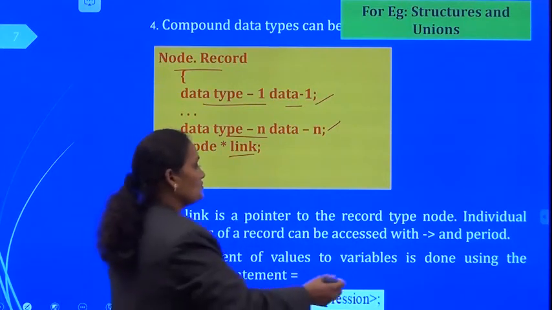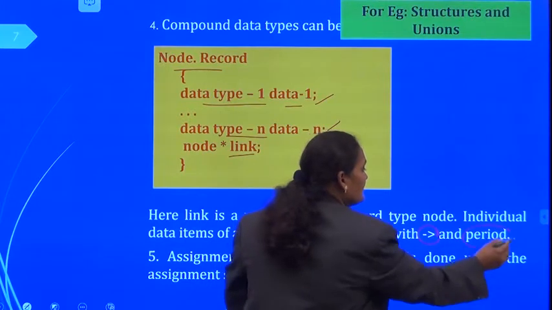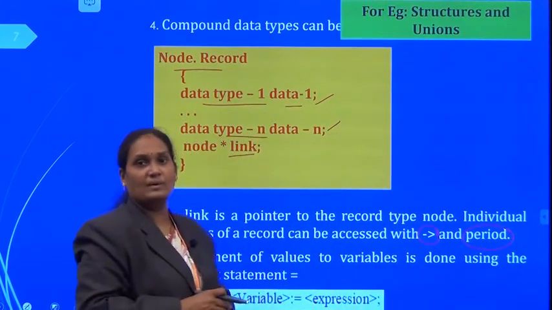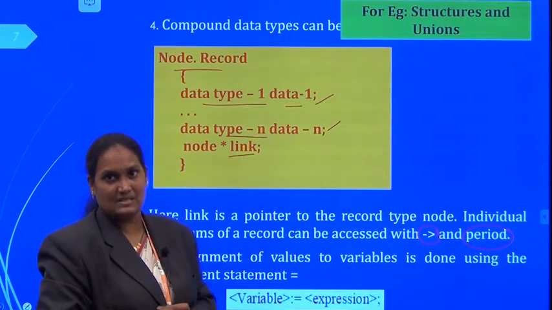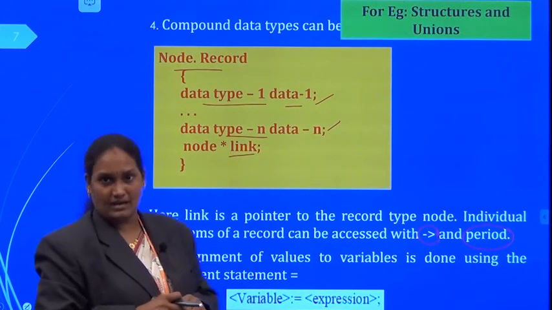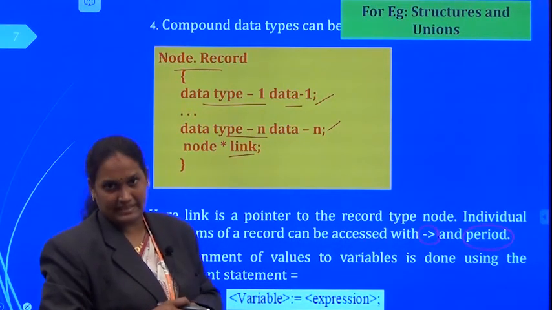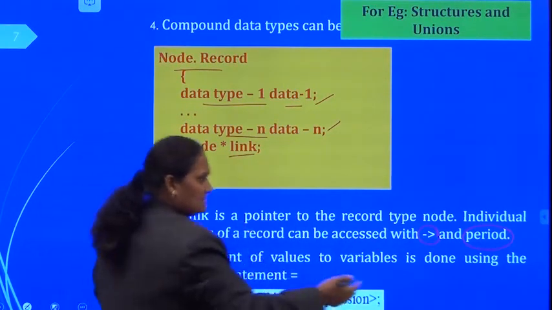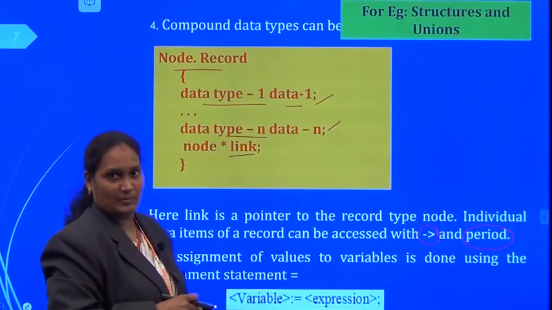What are those two operators? One is arrow and the other is period. The operators that we are going to use for accessing the individual data items from that record are arrow and period. Period means just simply a dot. A dot is called the period operator.